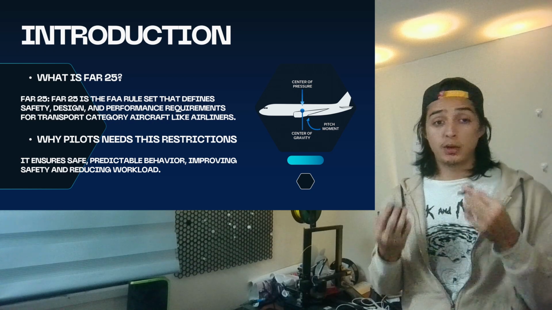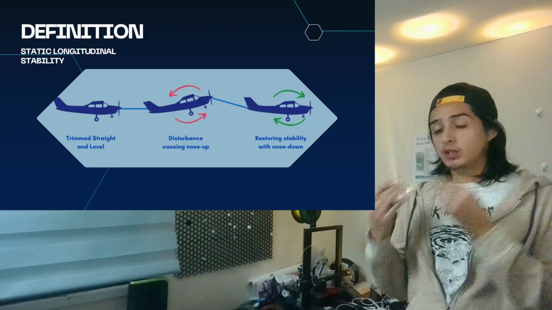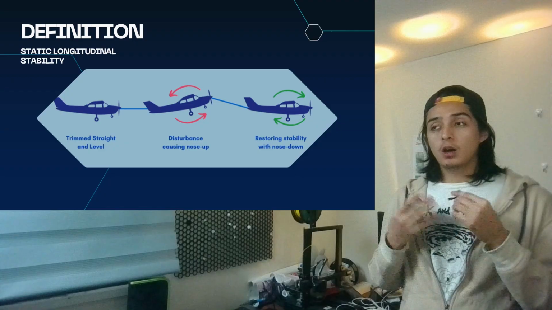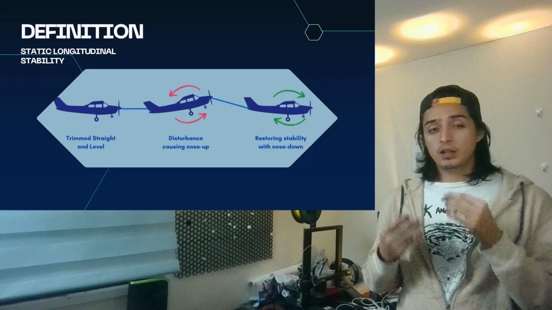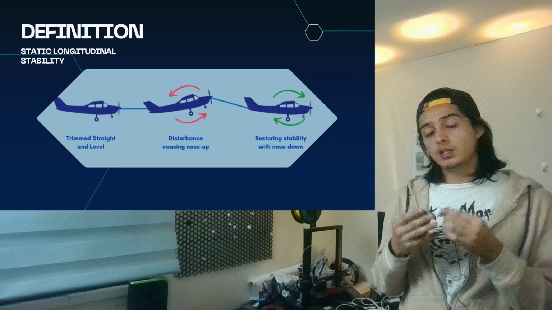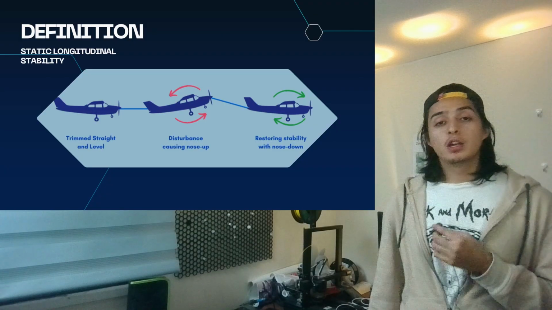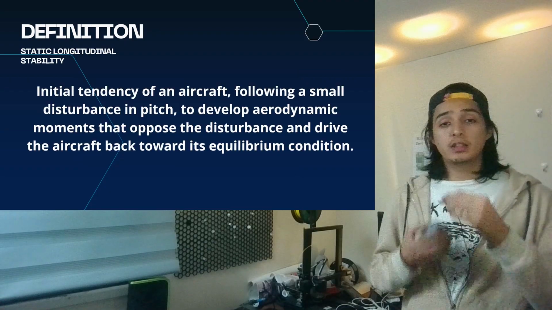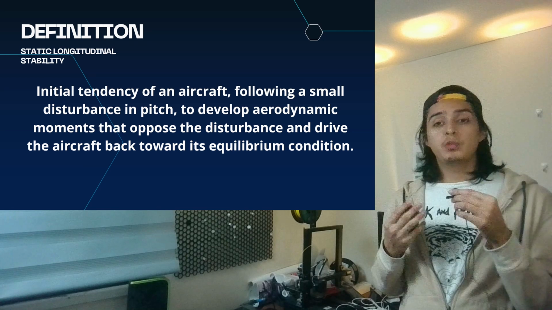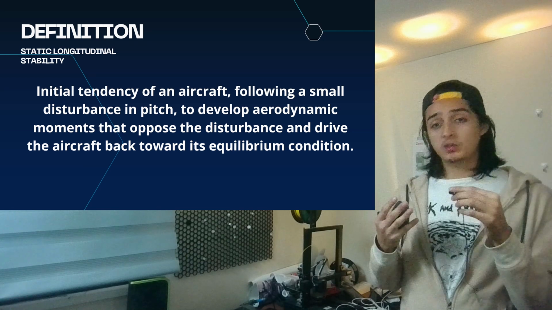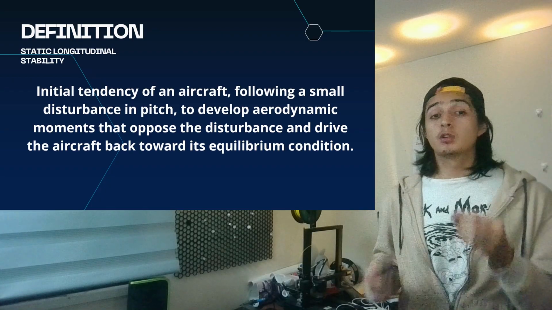and safe operations. So, by definition, this illustration shows how a stable aircraft behaves. Basically, when the aircraft is disturbed, it will naturally come back to its equilibrium condition. In a more formal way, it is the initial tendency of an aircraft following a small disturbance in pitch to develop aerodynamic moments that oppose this disturbance and drive the aircraft back towards its equilibrium condition.